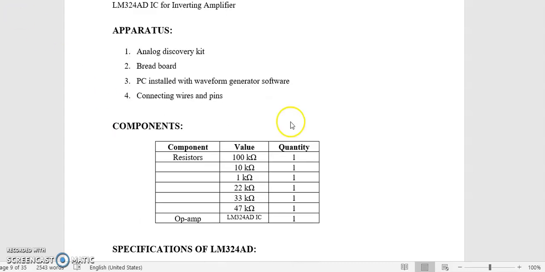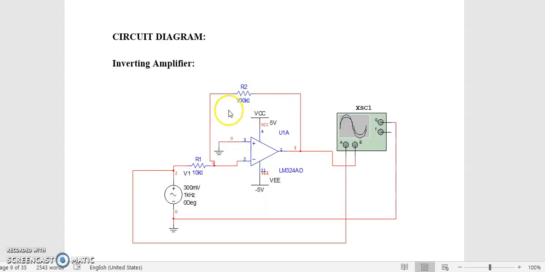The components required for this circuit are 1 kilo ohm, 10 kilo ohm, 22 kilo ohm, 33 kilo ohm resistors and the LM324AD IC. This is an inverting operational amplifier circuit diagram. In this circuit diagram, we have applied the input to the inverting input terminal. Inverting input terminal number is 2. The non-inverting terminal is grounded, and this R2 is the feedback resistor RF, and this R1 is the input resistance RI, and terminal number 1 is our output.